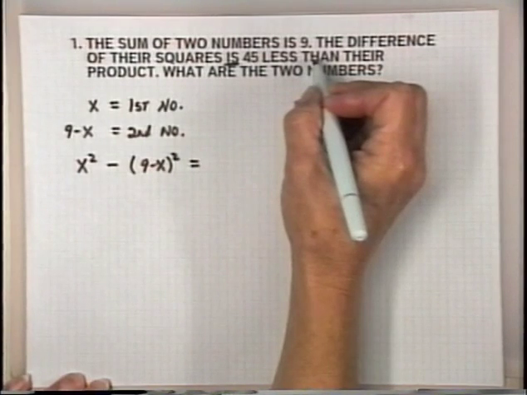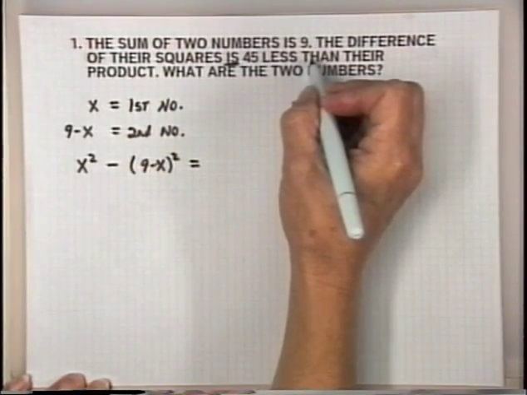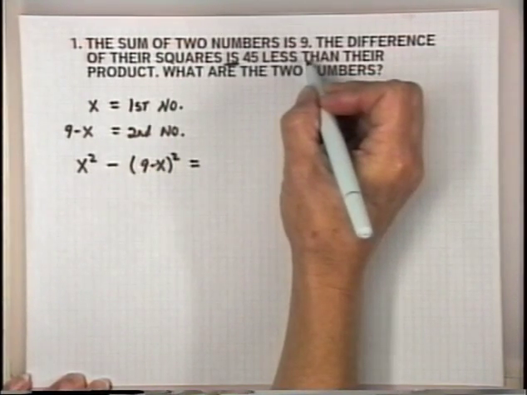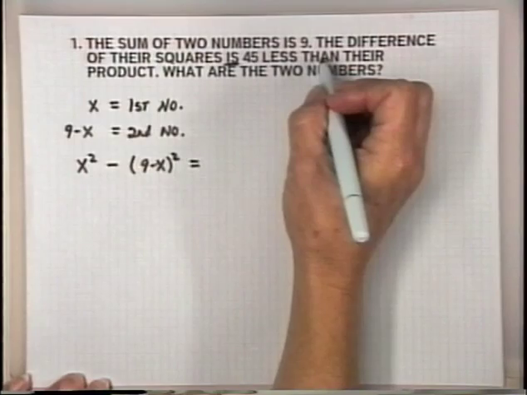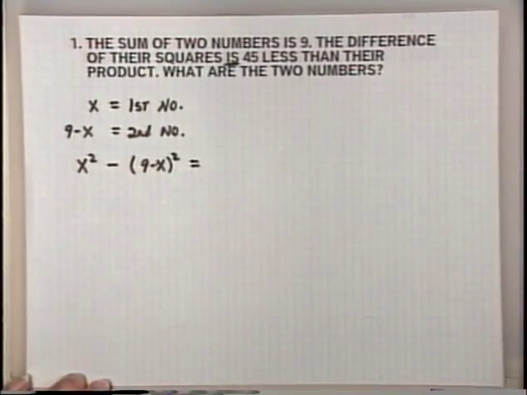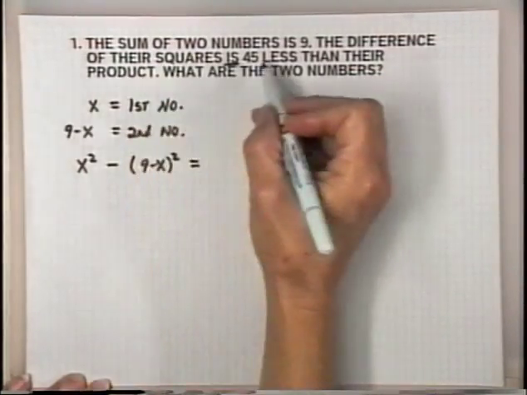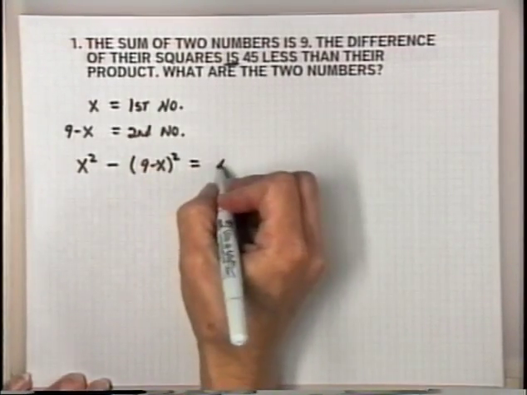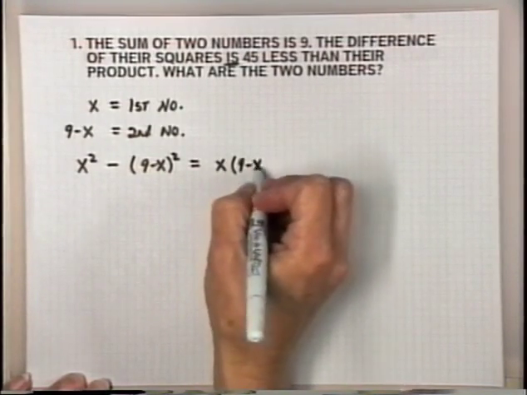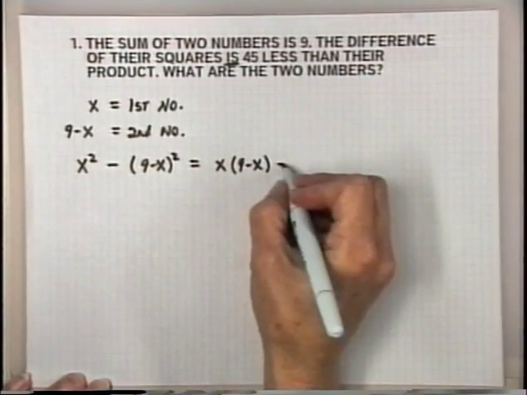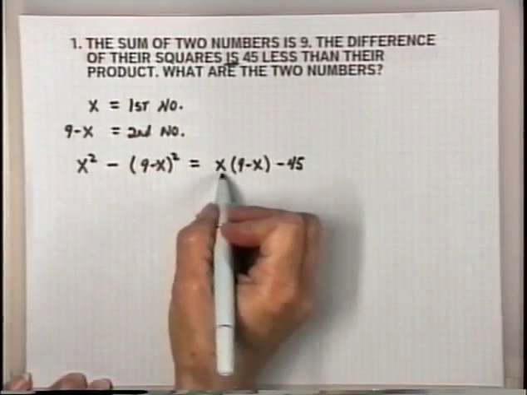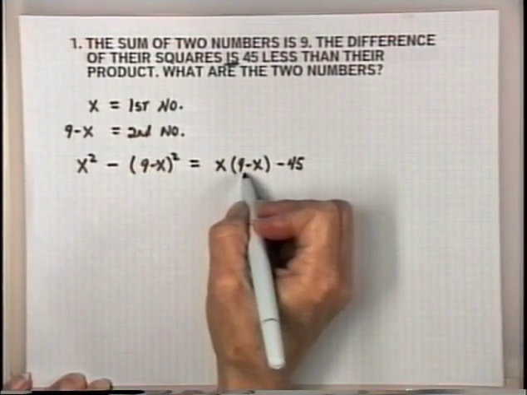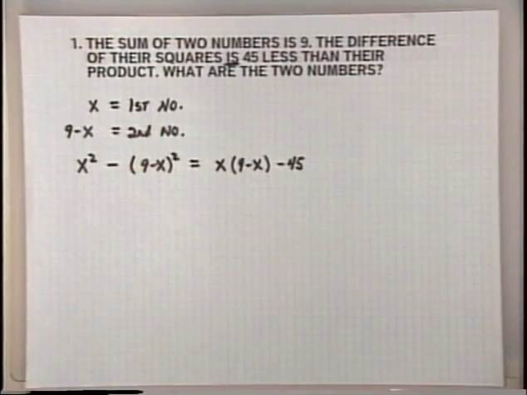Now, when you see the words less than in a problem, 45 less than means that you need to take 45 away from something. When you're subtracting 45 from something, the 45 needs to be written last. So we need the product, take away 45. The product of these two numbers would be written x times 9 minus x, and then we're going to take away 45. Notice on this right-hand side we have 45 less than the product of these two numbers.